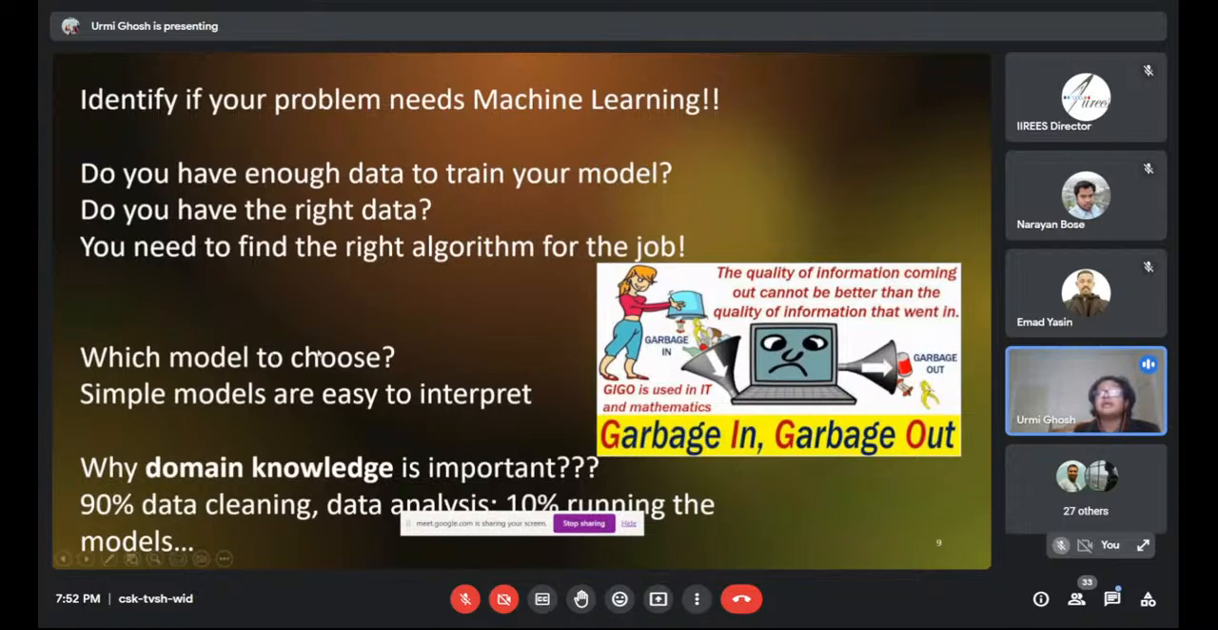So you would need to find the right algorithm for the job. If you are getting a good fit in a simple model, for example in a linear regression or polynomial regression, and you increase the complexity of the model, there is a higher chance that it will overfit. And of course, you have to be careful whether you're overfitting or underfitting your data.